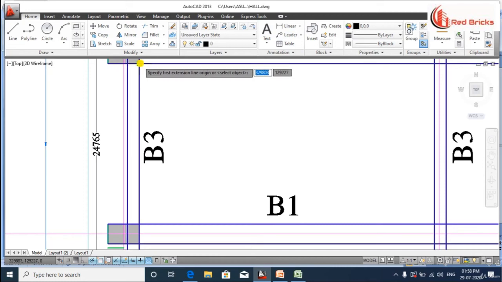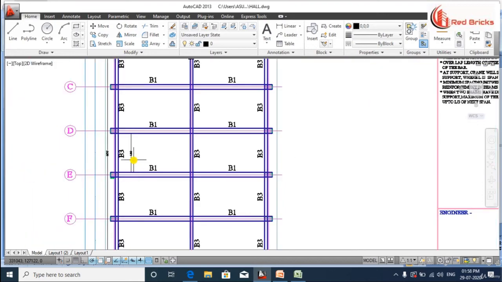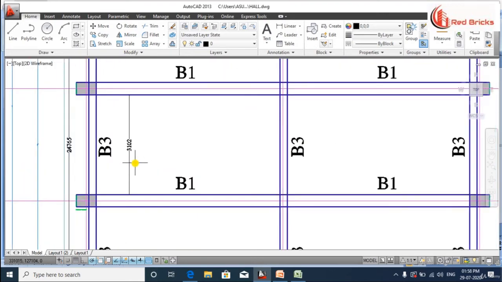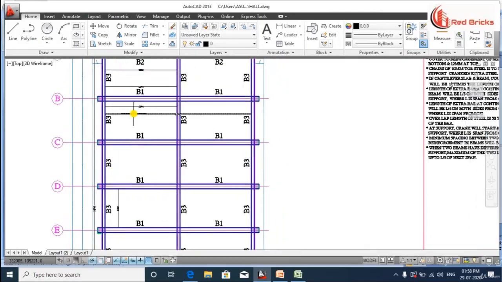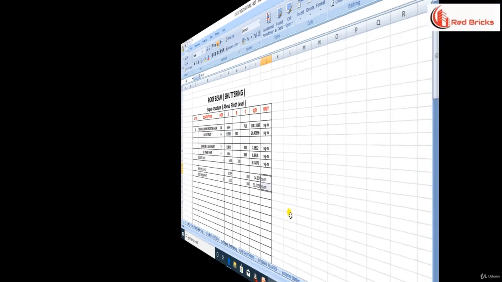Now we will find the internal part of B3. Its internal length is 3102 mm. There are 33 such members of side B3. Its number is 33, length is 3102 and its depth is 300 mm. Then we will find its quantity in the similar way we found the above quantity.